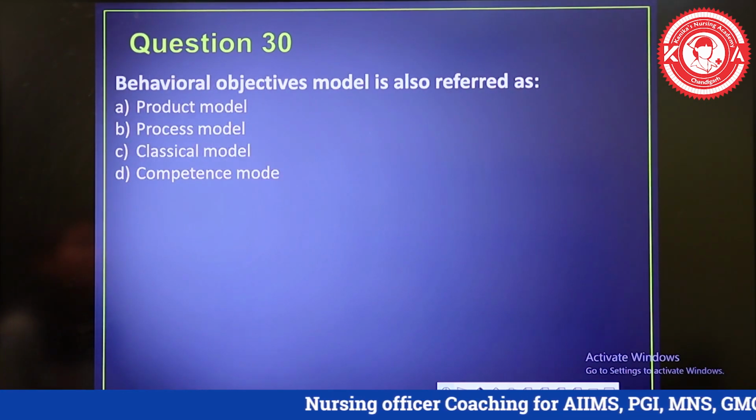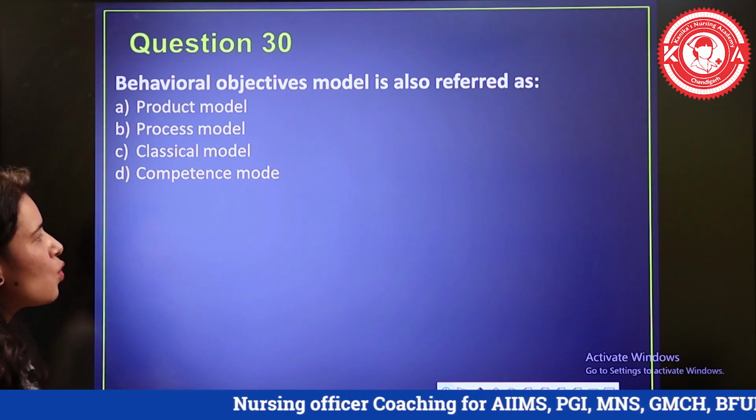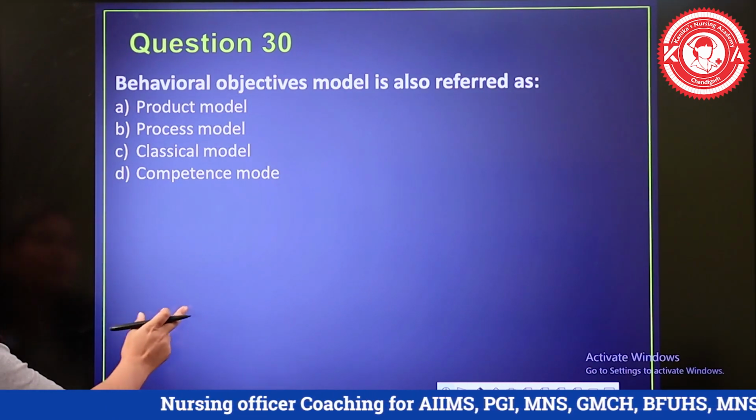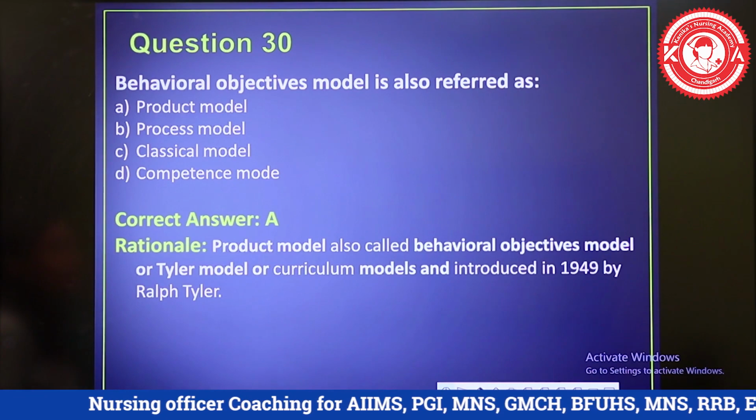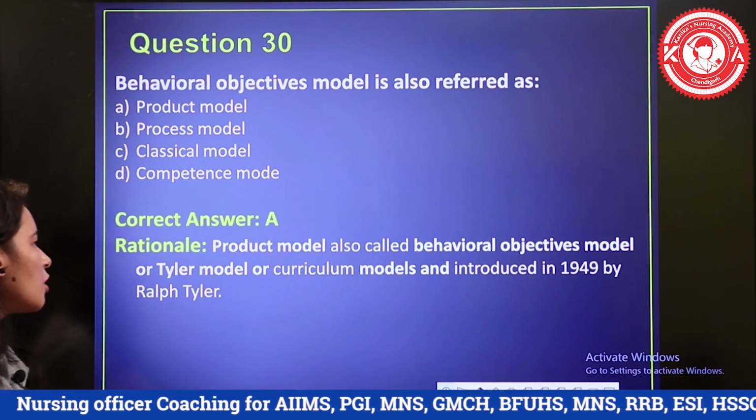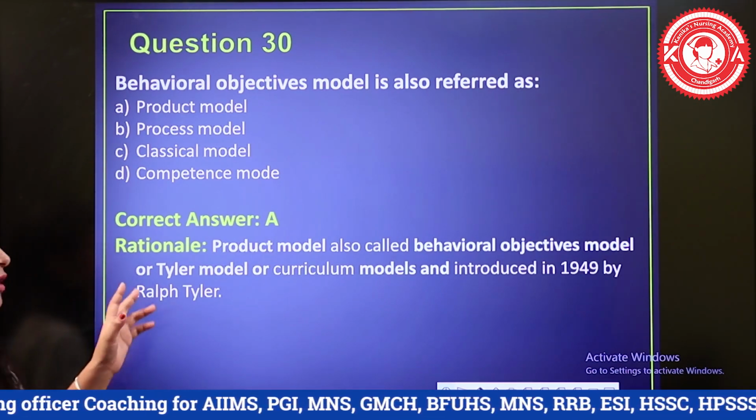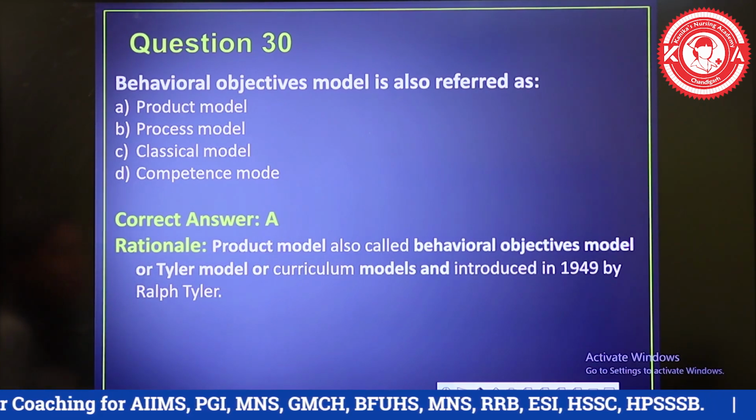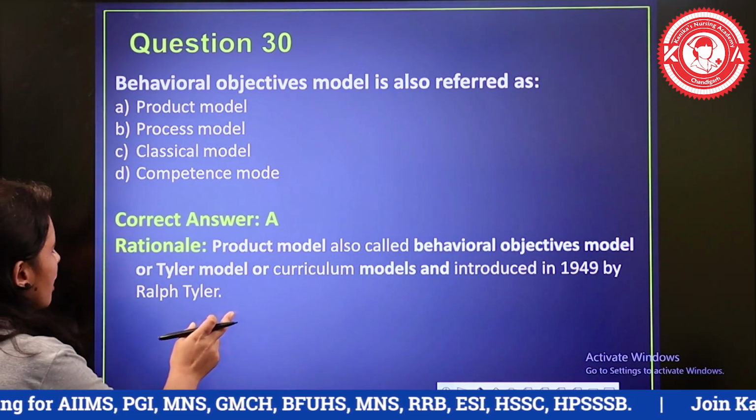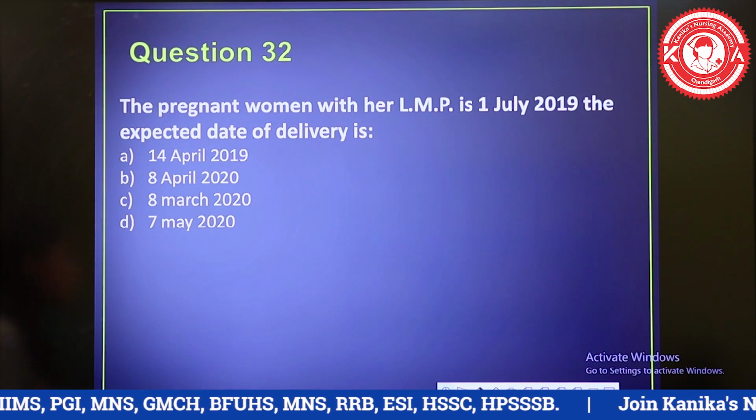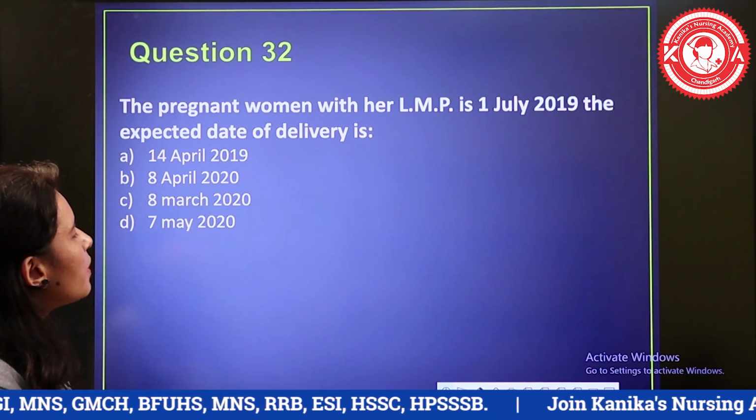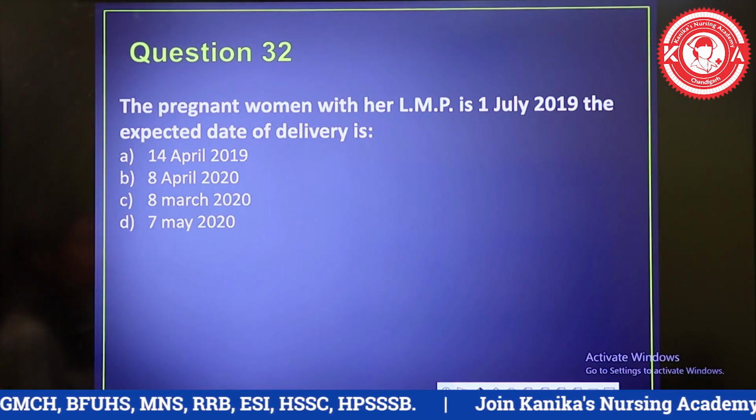So now next question is behavioral objective model is also referred as. So right option is product model. So product model is also called behavioral objective model or Tyler model, and this model was introduced in 1949 by Ralph Tyler.